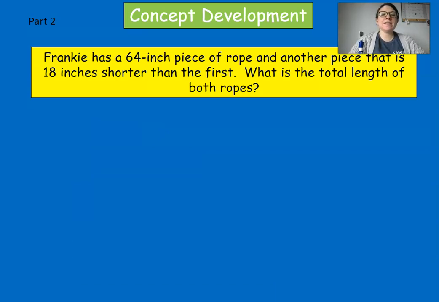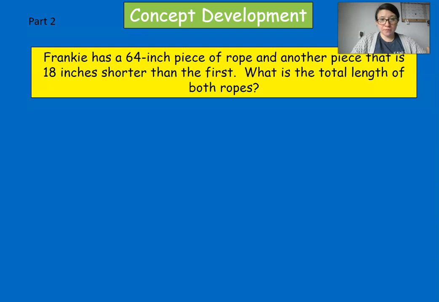Frankie has a 64-inch piece of rope and another piece that is 18 inches shorter than the first. What is the total length of both the ropes? I'm going to read this again because this is going to be a two-step problem. Ready? Frankie has a 64-inch piece of rope and another piece that is 18 inches shorter than the first. What is the total length of the ropes?